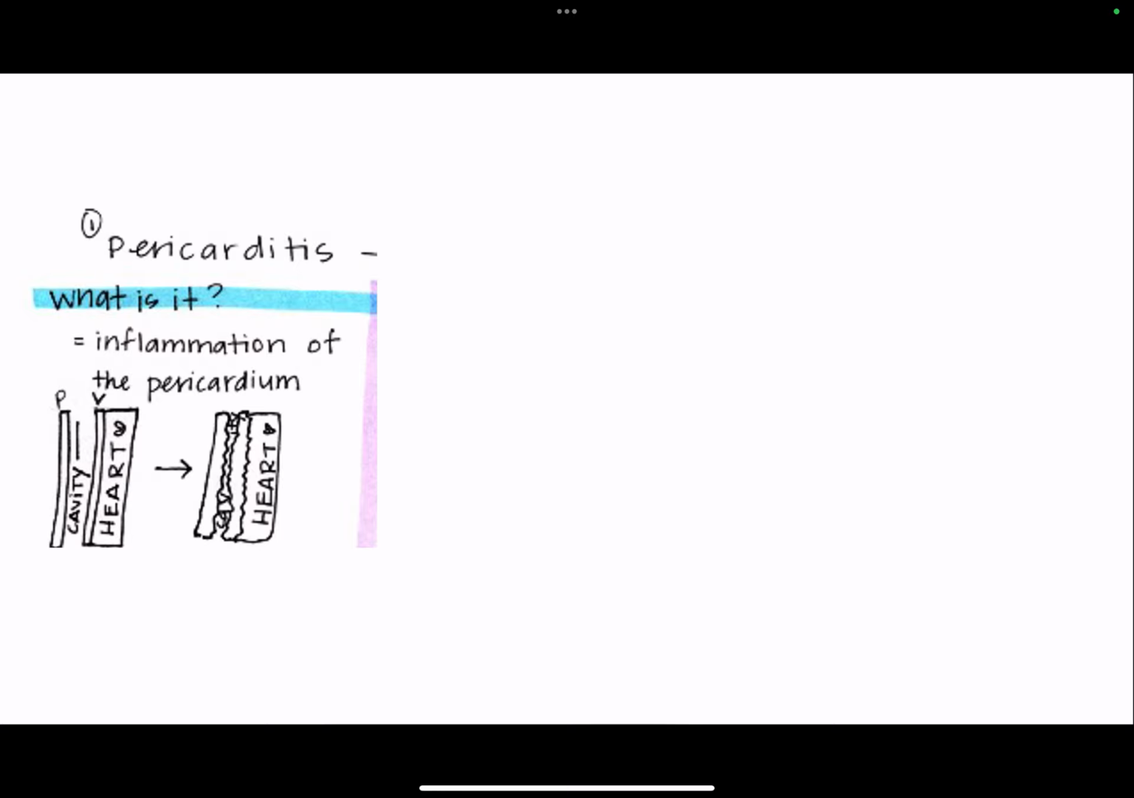So you see my little drawings here. Here's the parietal layer, here's the visceral layer, and the cavity in between. So when you have inflammation of the pericardium, those layers become inflamed, and that cavity gets smaller. And the space in between gets smaller because of the inflammation of the wall.